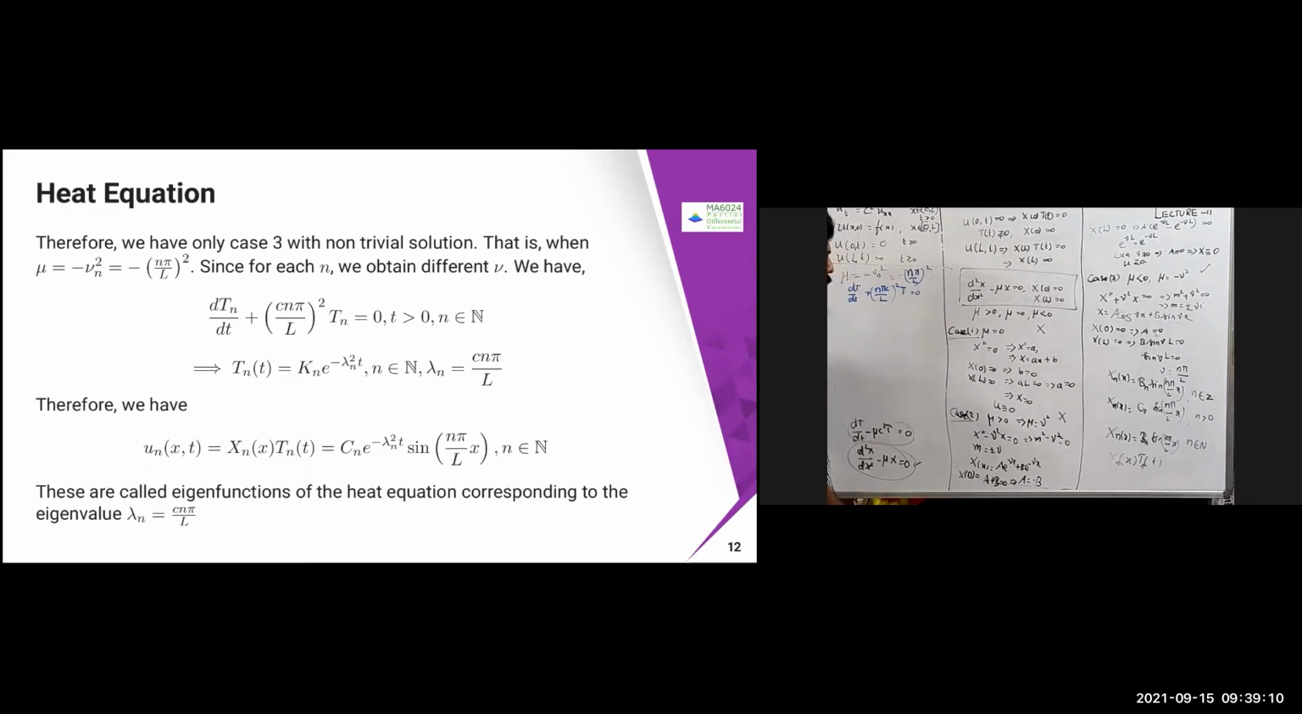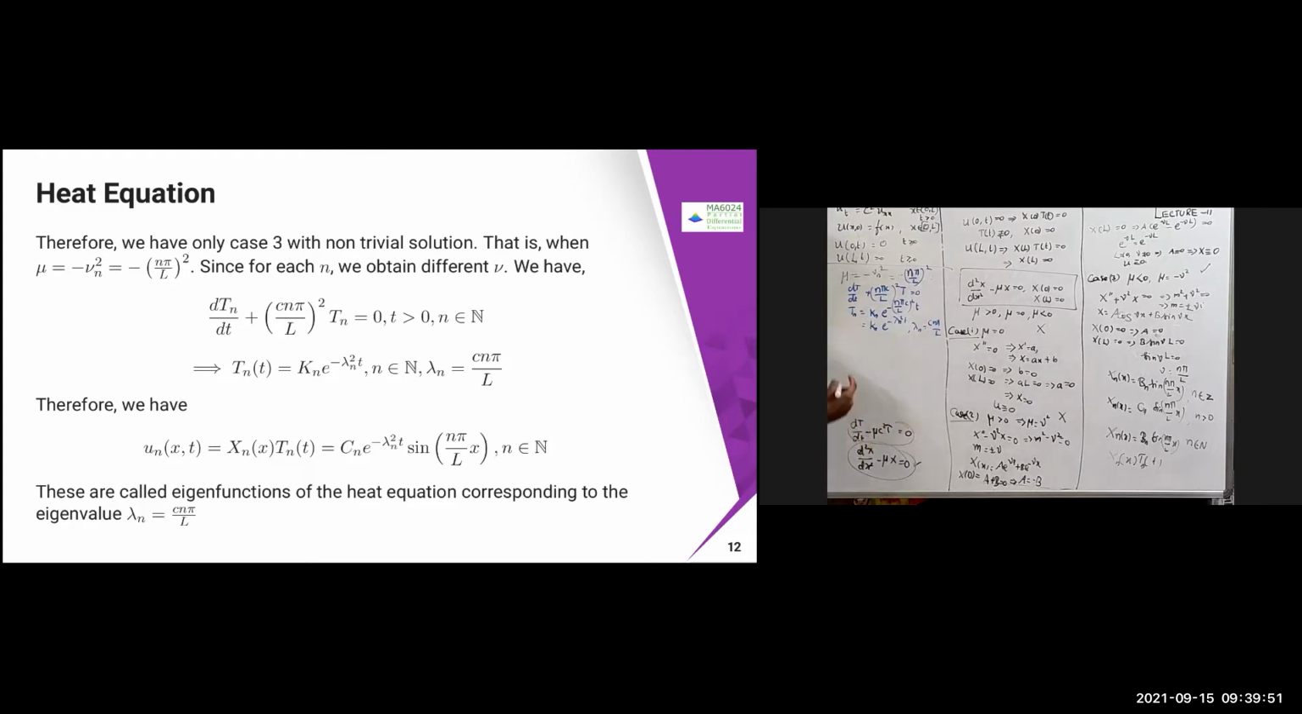If I solve this first order ODE problem, this is going to give you Tn equal to some constant Kn into e power minus n pi c by L whole square t. Or simply I can put some lambda: e power minus lambda n square t, where lambda n is nothing but c n pi by L.